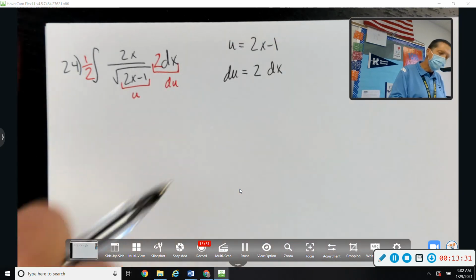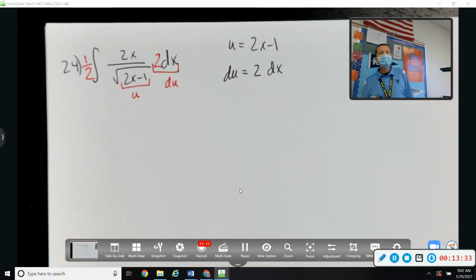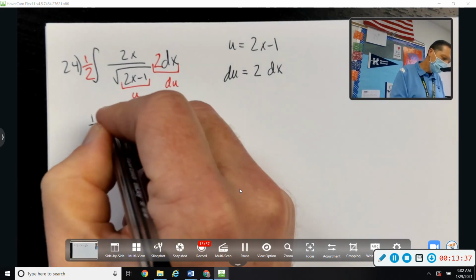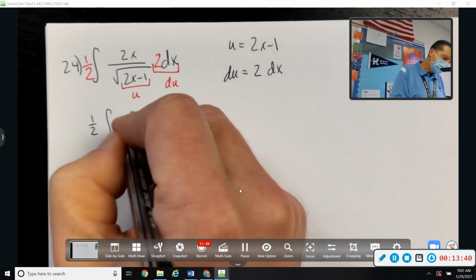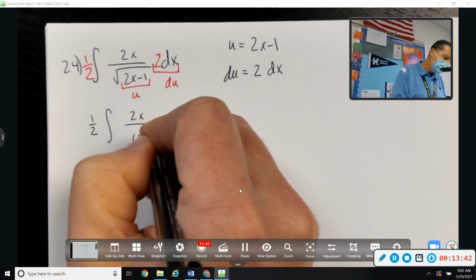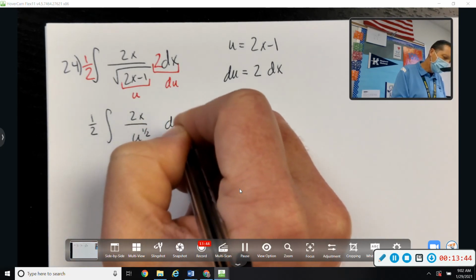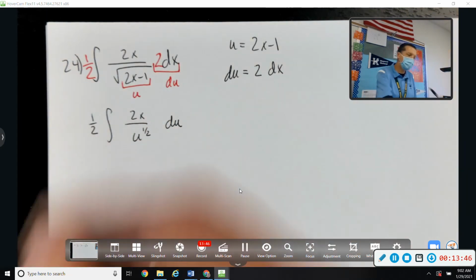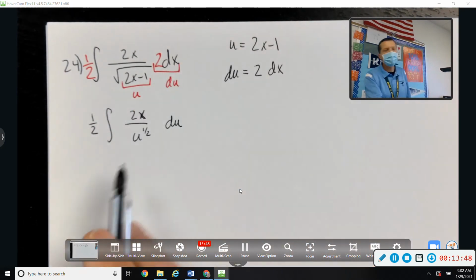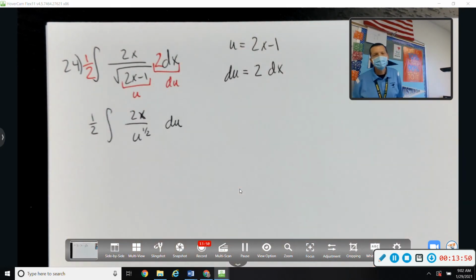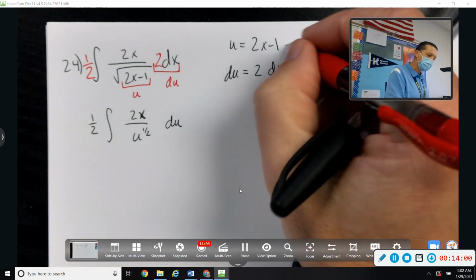So there's du. Okay, we're getting closer. Kind of, I guess. 2x over u to the 1/2 du. It's okay to write that, but I can't really do anything with it because I've got x's and u's. So it'd be nice if I could replace 2x with something, especially something that had u in it.